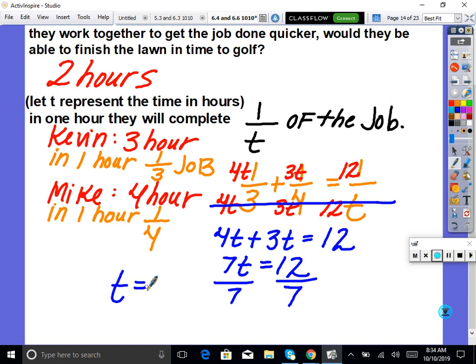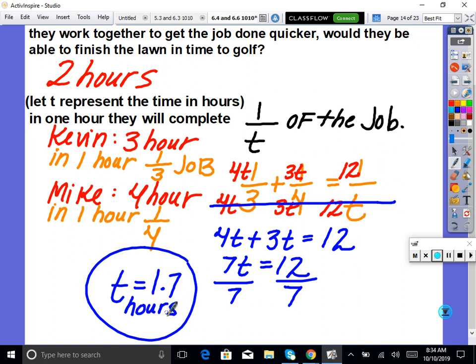So the time in 1 hour. So why do we always put 1 on top? Because we're doing 1 hour. Do you guys see why I'm doing 1 on top? Okay, so how much time? 12 divided by 7 is 1.7. They got done in 1.7 hours. So can they make it to golfing?